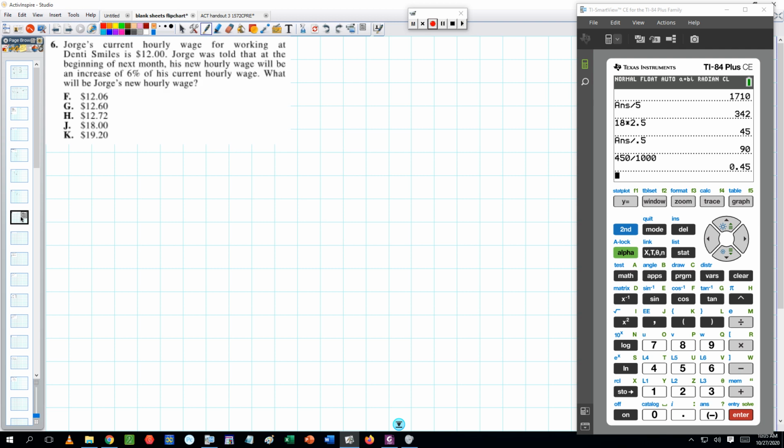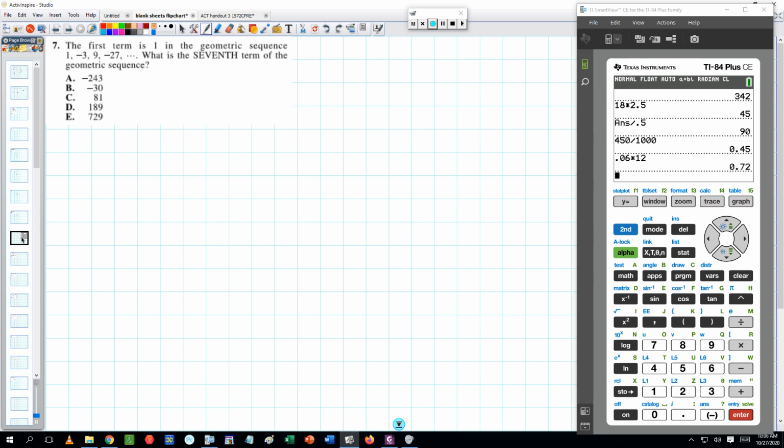George's current hourly wage is 12 bucks. George was told at the beginning of next month his hourly wage will have an increase of 6%. So 6% of 12 is 0.06 times 12. So he's looking at a 72-cent raise. He starts at 12. His pay is now $12.72.